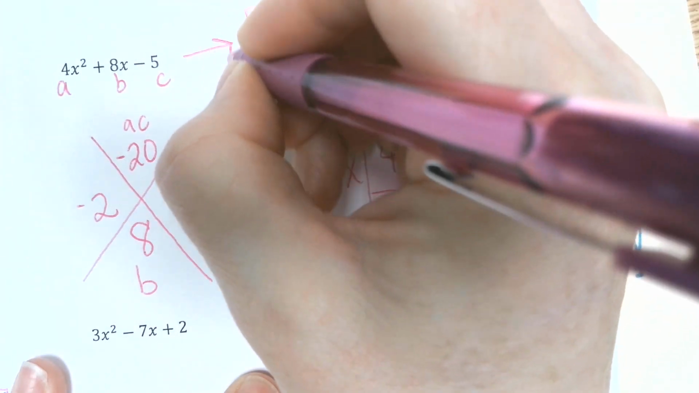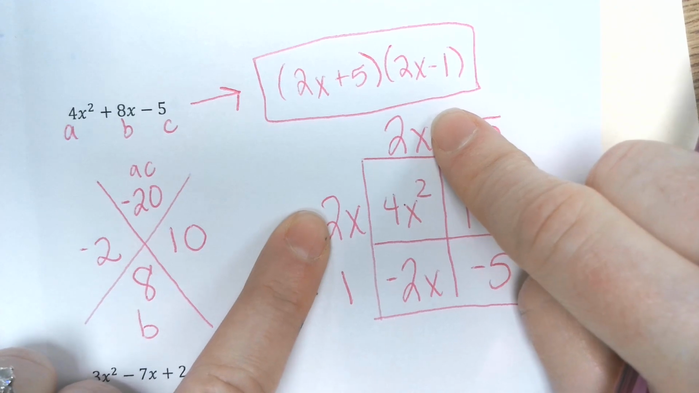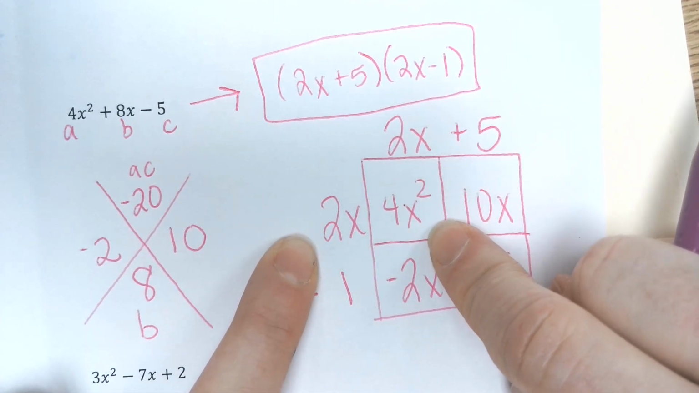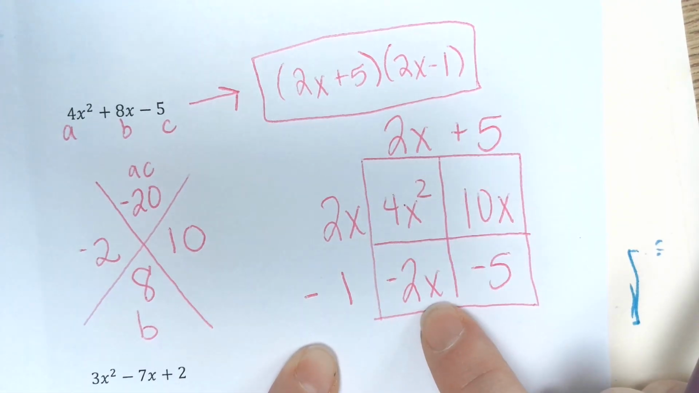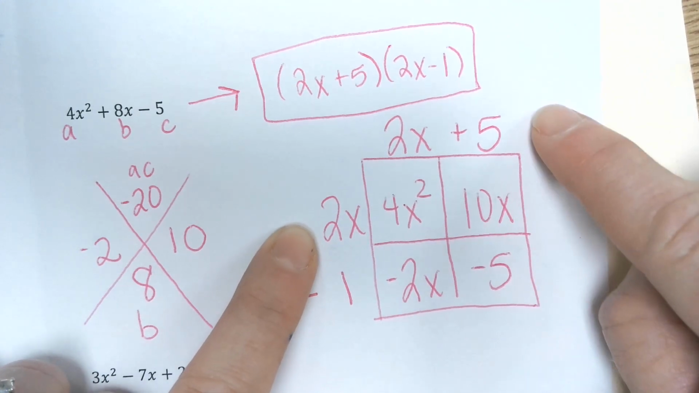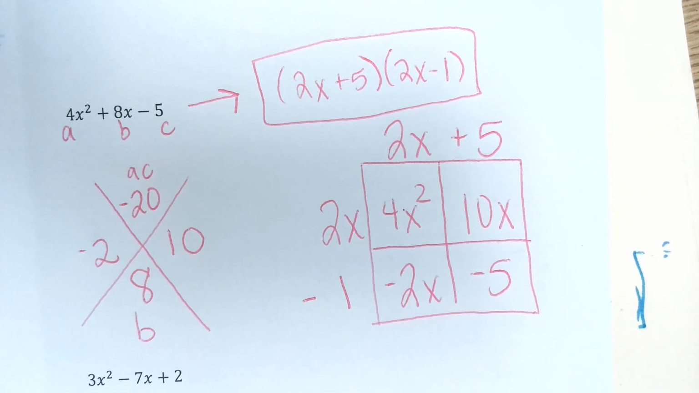If you are like, I'm not sure if that's right, then you would do the multiplying to check it. So 2x times 2x is 4x squared. 2x times a negative 1 is negative 2x. Then 2x times 5 is 10x. And then 5 times negative 1 is negative 5. So we did it right. All right, you need to finish the rest of this and turn it in.